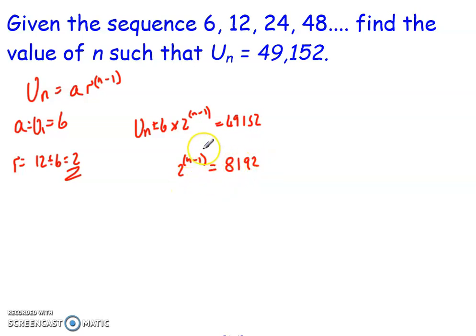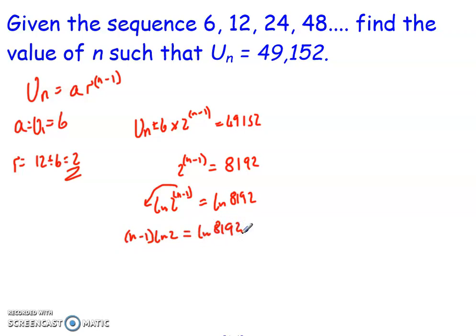What I then have to do is solve this. Now my n minus 1 is the power, so that makes it a little bit more complex. But think back to when we did logarithms and exponentials. If I take the logarithms of both sides, I can use the rules of logs to bring the power down and make it a slightly simpler linear equation. So if I take ln of 2 to the power of n minus 1 equal to ln of 8,192, what I can then do is bring that power down to the front, and I know then that n minus 1 times the ln of 2 equals ln of 8,192.